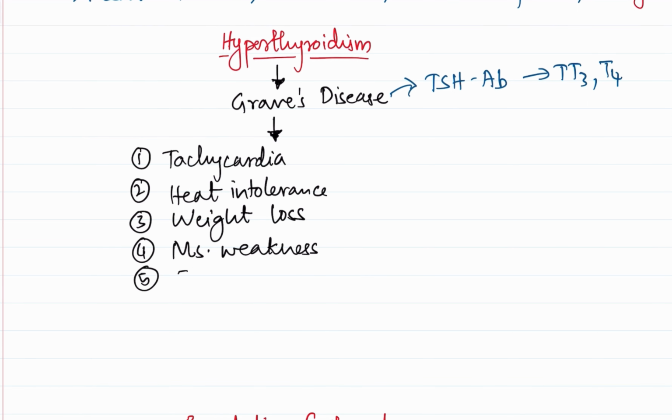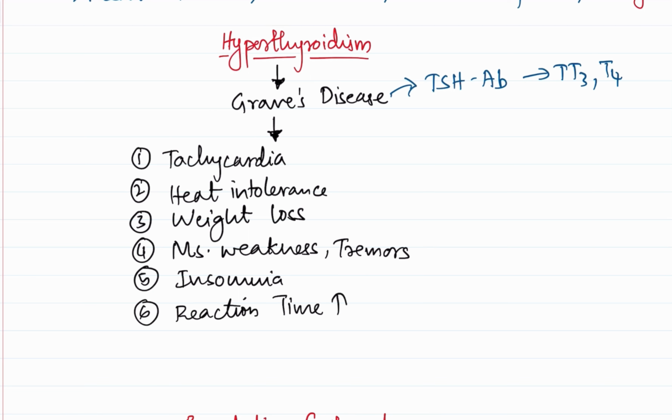And the reticular activating system is activated, so the patient is unable to sleep, leading to insomnia. Tremors can occur. Why tremors? Tremors are actually due to the effect on the CNS. Now the reflexes are enhanced, so the reaction time of the person is exaggerated.